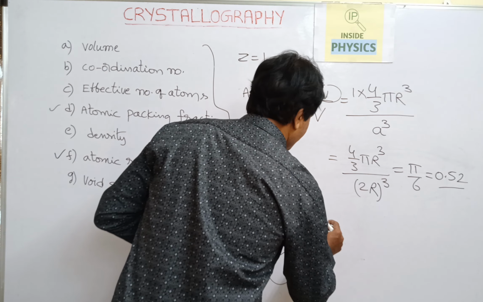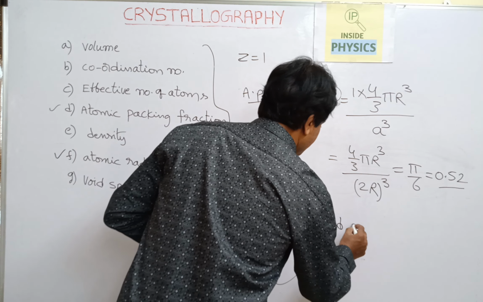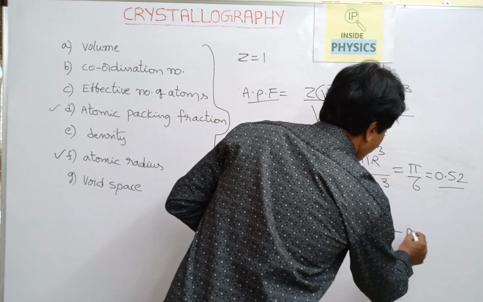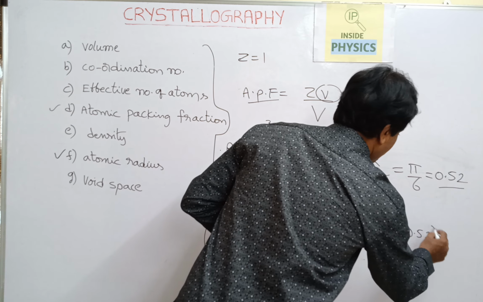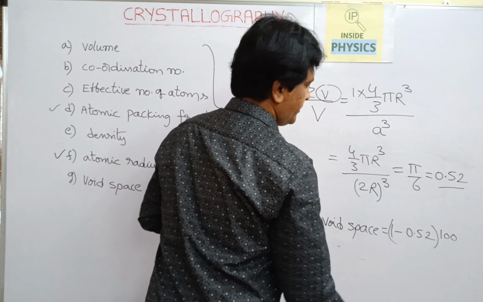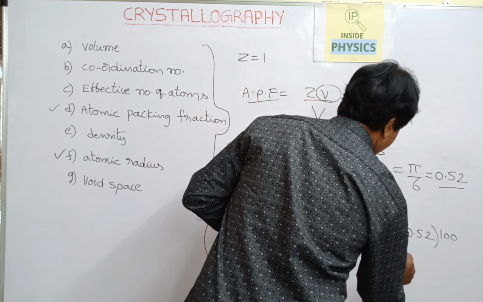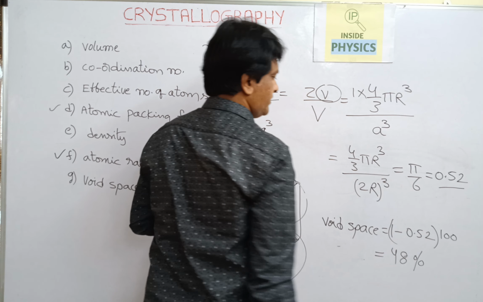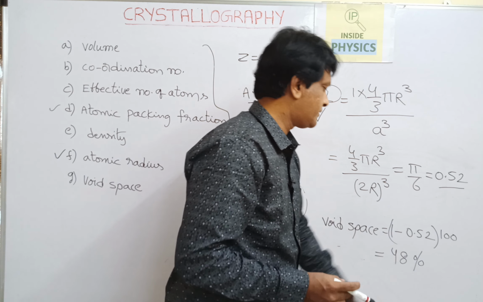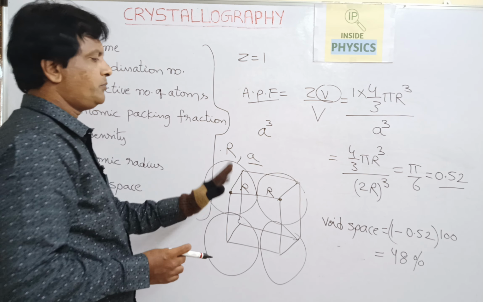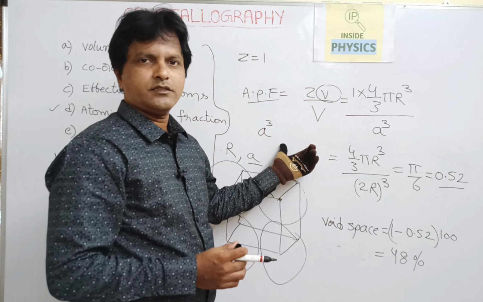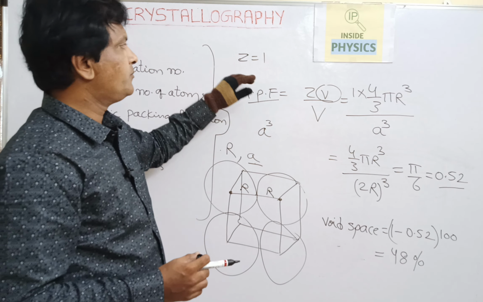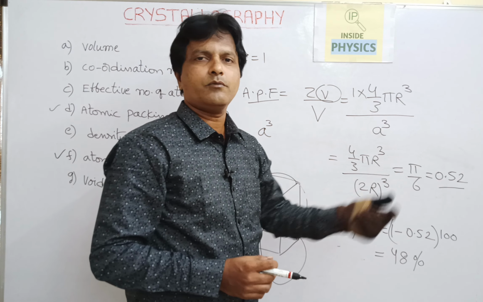How to calculate that one? Void space is equal to 1 minus atomic packing fraction, into 100. Into 100 means we will get it in percentage form. This is 0.48, that means 48% of the space in a simple cubic structure is empty. 52% of the space in a simple cubic structure is filled with atomic volume.